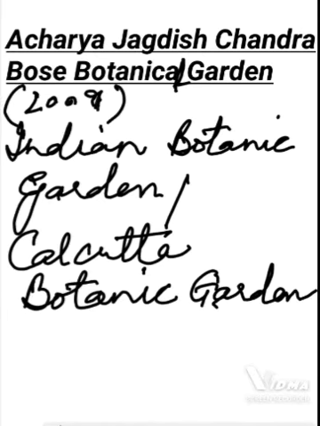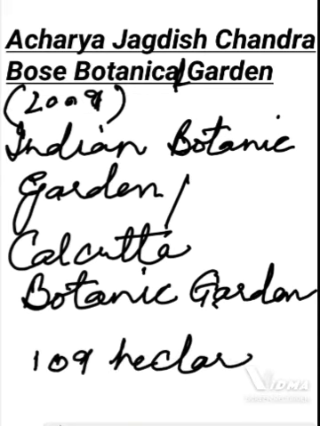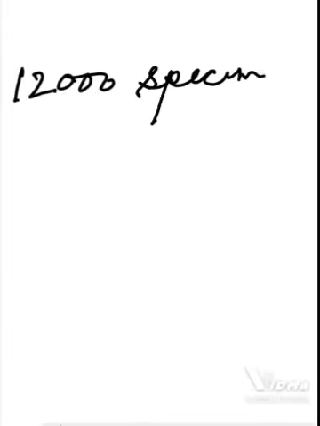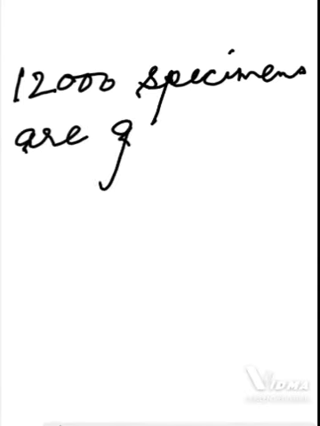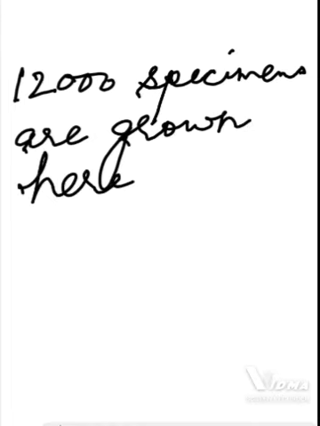The area of this botanic garden is around 109 hectares, and around 12,000 specimens are grown here. There is a wide variety of plants from all over India, and they are all grown here, and there are even rare plants. A huge variety of rare plants are also grown over here.